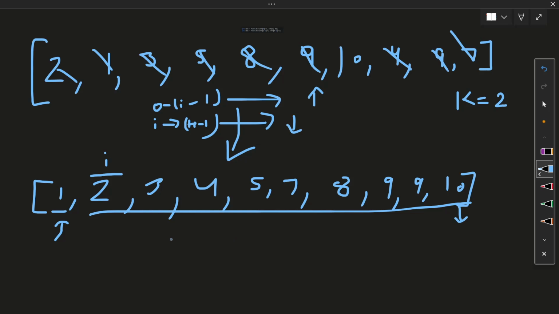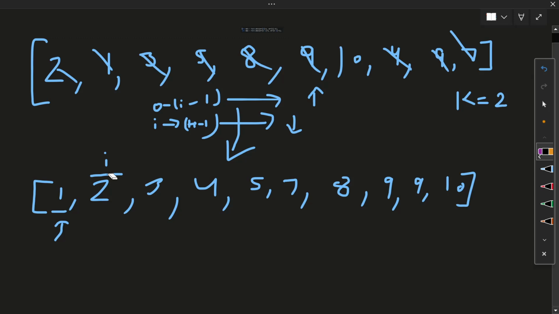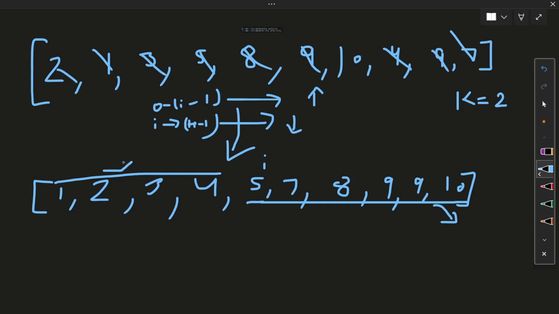So what will be the maximum value? Let's take the i position as any random position. So let's take this position. This is our i position. From here to here I will decrement, and from here to here I will increment. So what will be the minimum value?